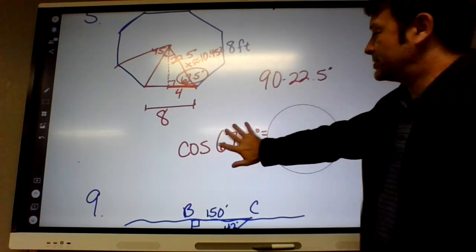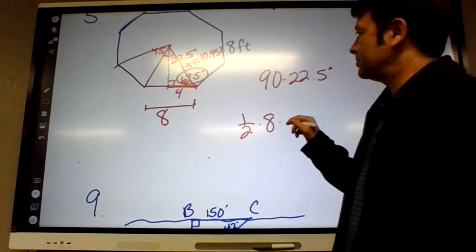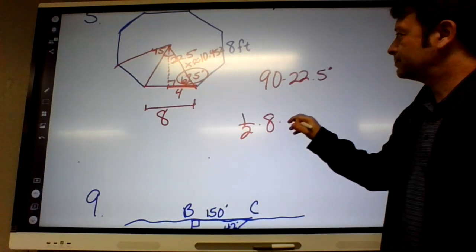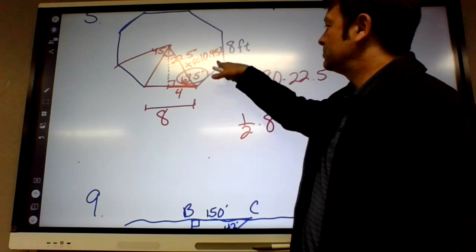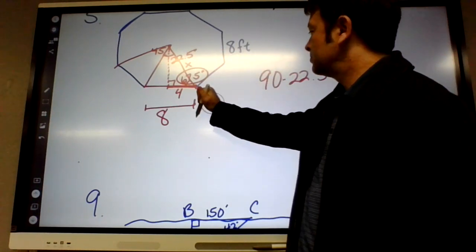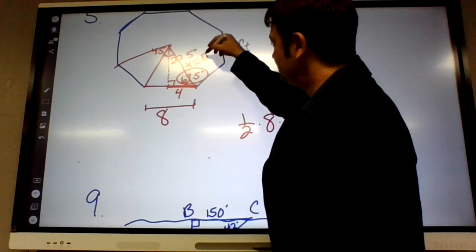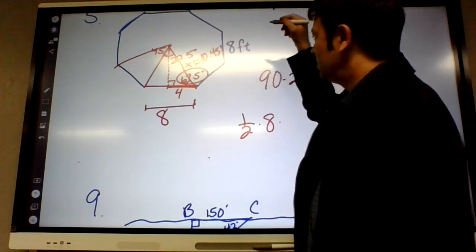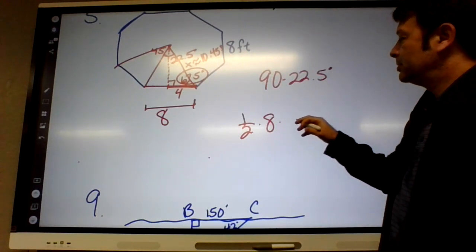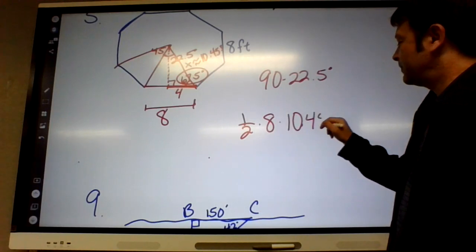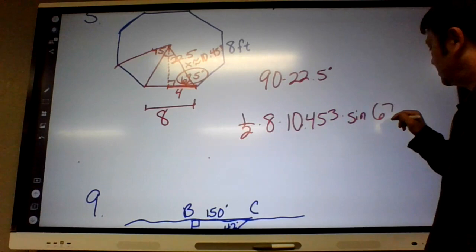So I'll just erase this. It's 1/2 times side 8 times 10.453 times sine of the angle.